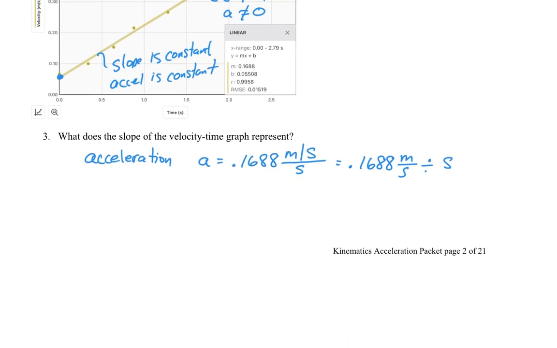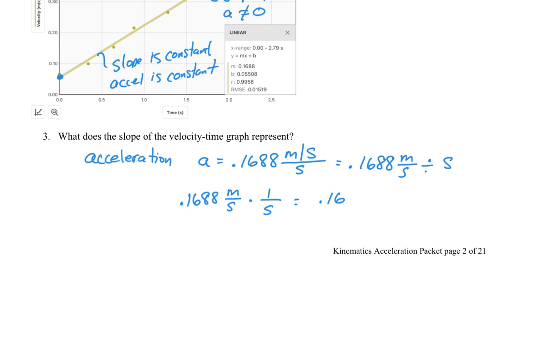And to simplify that, you might remember keep, change, flip when you're dividing fractions in math class. So you keep the first part of the problem, 0.1688 meters per second. You change the divide to a multiply, and you flip the last part. You make the reciprocal. The reciprocal of seconds is just 1 over seconds, just like the reciprocal of 2 is 1 over 2. So now we can simplify these units. We see these seconds on the bottom are multiplied by more seconds on the bottom, so those aren't going to cancel. Those are going to become squared.